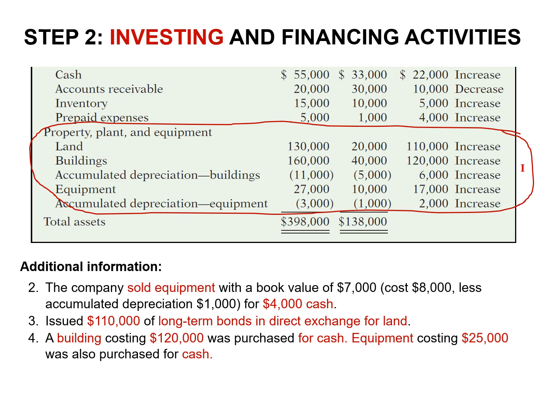Lastly, the company purchased a building for $120,000, and we would show that as a cash outflow.